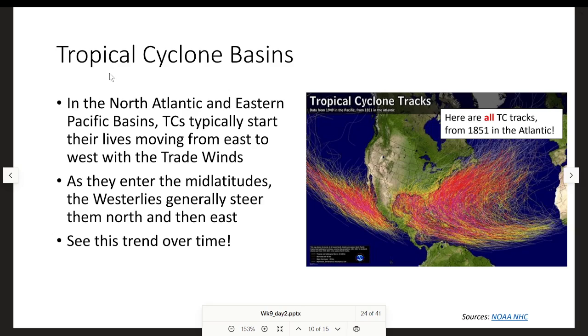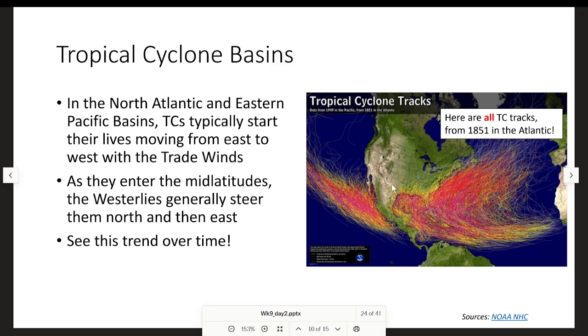Tropical cyclone basins. So in the North Atlantic and Eastern Pacific basins, tropical cyclones typically start their lives moving east to west with the trade winds. So that's those winds that we were showing on Earth Null School. As they enter the mid-latitudes, the westerlies generally steer them north, and then they move back east. So this east movement is because they get caught up in the jet stream, the Gulf Stream, so it picks them up and it moves them to Europe.